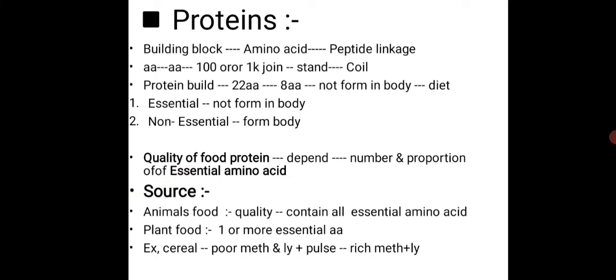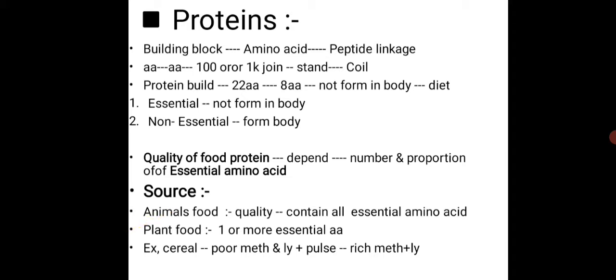Next point is the sources of protein. So what are the sources of protein? Animal food and plant food. Animal food contains all essential amino acids. That's why someone who wants to build muscle eats chicken, meat, and their muscle becomes large. Why? Because it contains all the amino acids. That's why bodybuilders prefer animal foods.